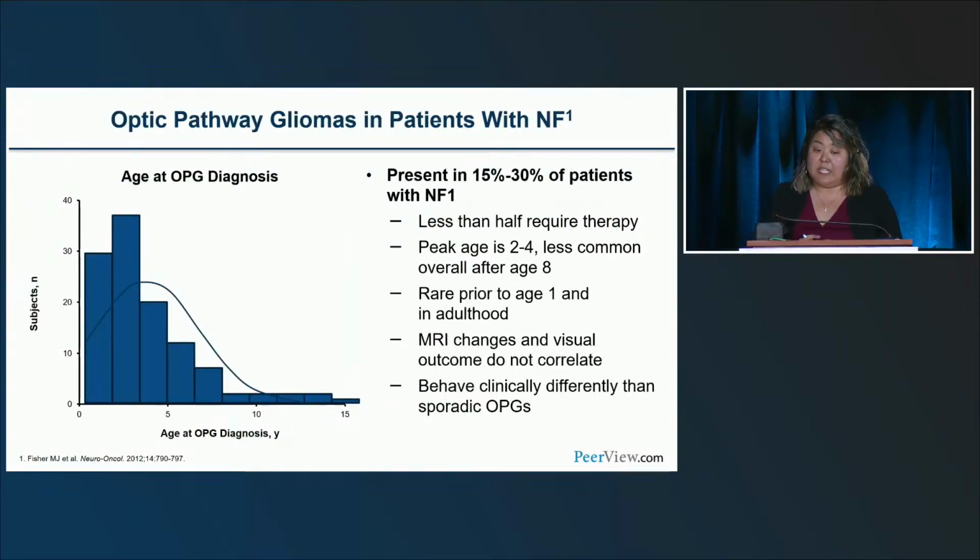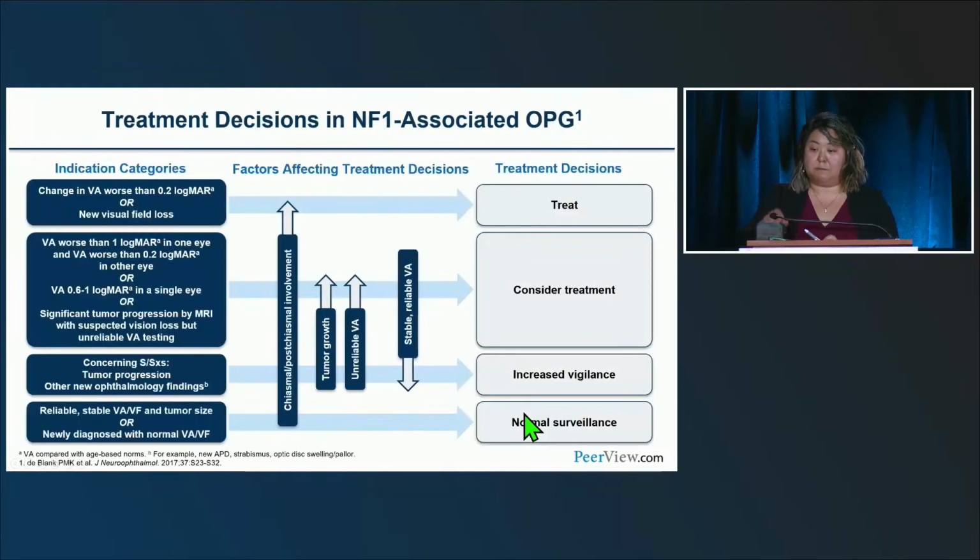The average age at diagnosis of optic pathway gliomas is usually around 2 to 4 years, and I alluded to this, but less than half of them are actually going to require therapy. And then one important point is just because something is growing on an MRI does not necessarily mean that visual outcomes are also being affected too. So it's definitely a situation where you need to look at the clinical picture of our patients. And also understanding that the clinical picture of our patients with NF1 is different from those who have sporadic optic pathway gliomas.